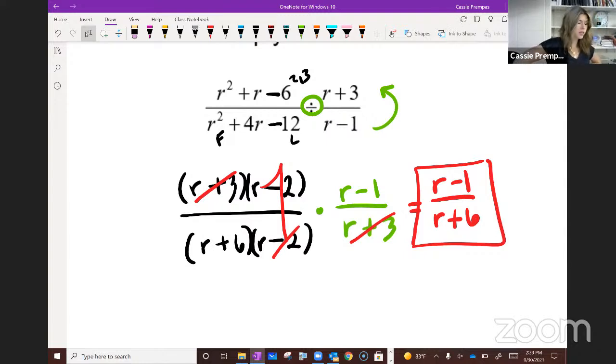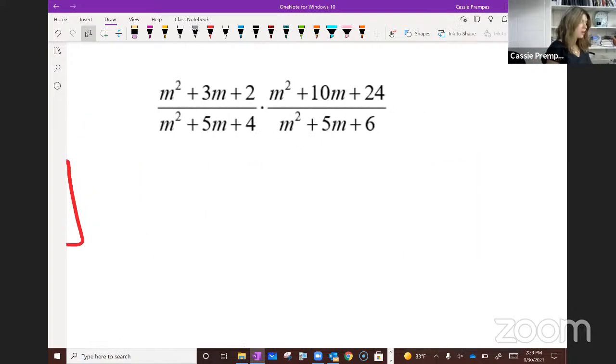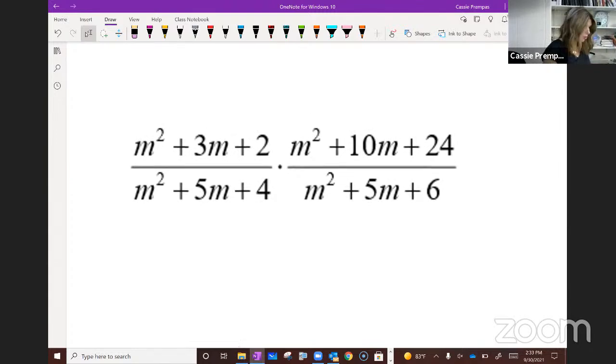All right, guys, let's take a look when you're finished. It should be R minus 1. Did you get R minus 1 over R plus 6? Yeah. All right. This last one, is it division? No, it's multiplication. So you're not going to flip the second one. Go ahead, try this one on your own. I'm going to do a walk around, see if you need help.